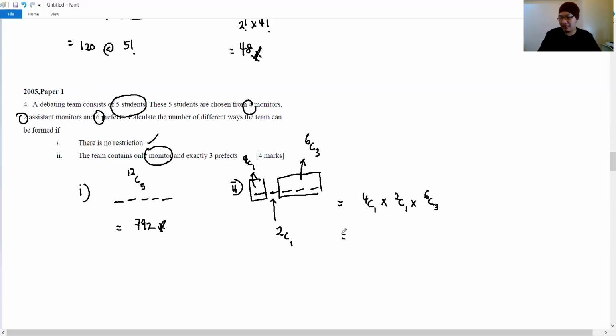Okay, so what is the answer? 4C1 times 2C1 times 6C3. Okay guys, these are the numbers that I put inside. So I press equal. So the answer is 160 ways. Okay, so please double check my answer. Is that correct or not? Okay, my calculation. So the answer here is 160 ways. Done.